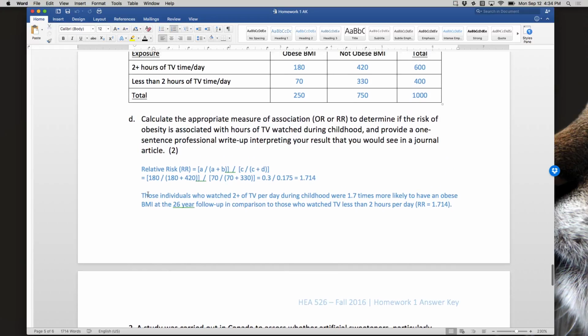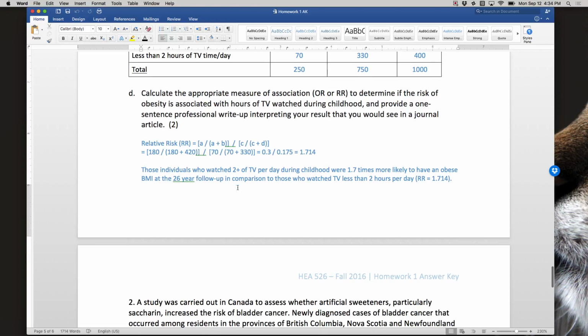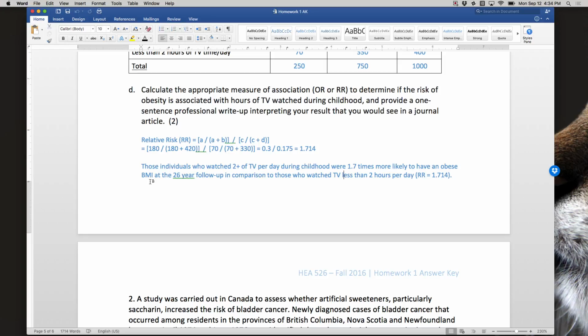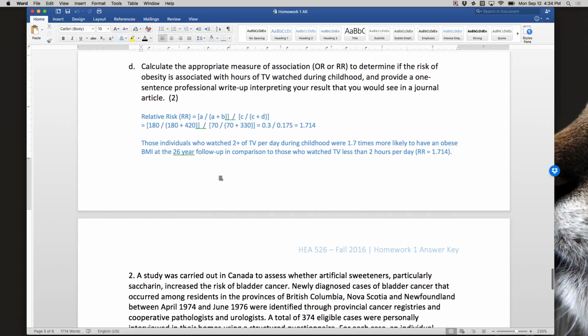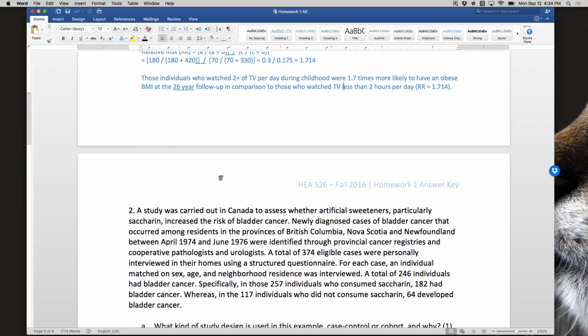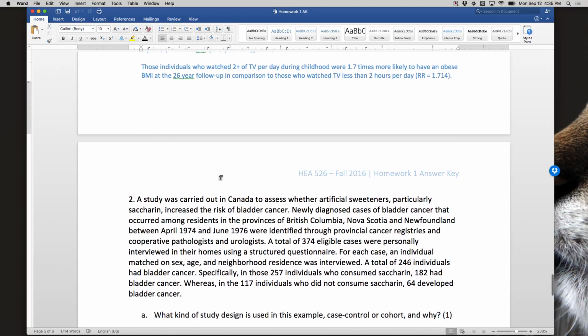So the next question. The answer comes out to being 1.714. Did everyone get that or something rounded really close to that? Good. Any questions on how to get there? Okay. And then the write-up I was looking for is just explaining what that means a little bit. It doesn't have to be word for word what I wrote, really.